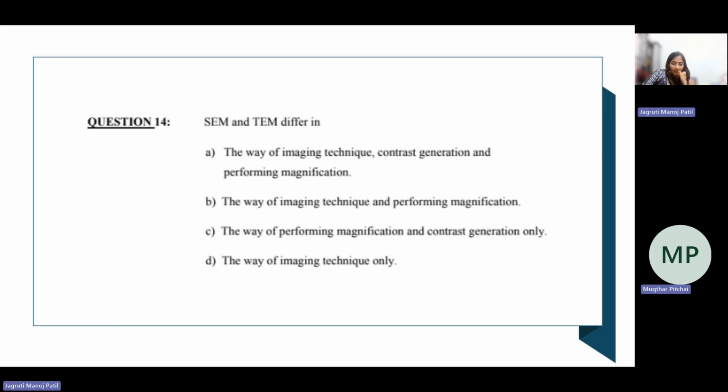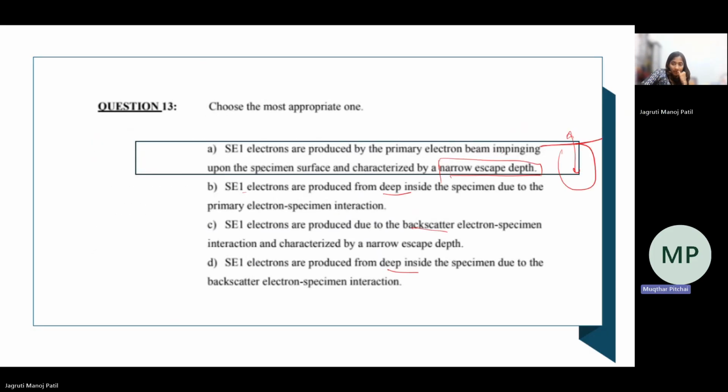What is the meaning of escape depth, ma'am? I don't understand, but I only understood that it's coming from the specimen surface area. That I'm very clear on, but the narrow escape depth, what is that? What is the meaning?